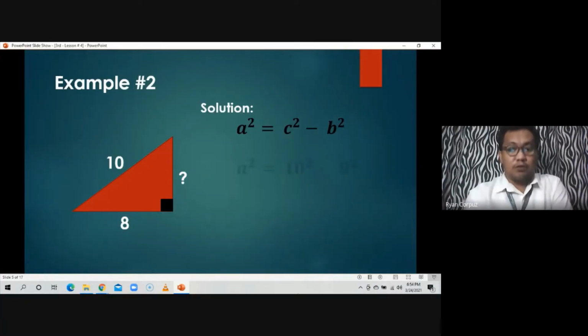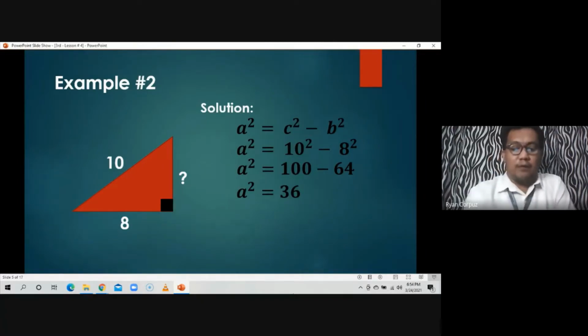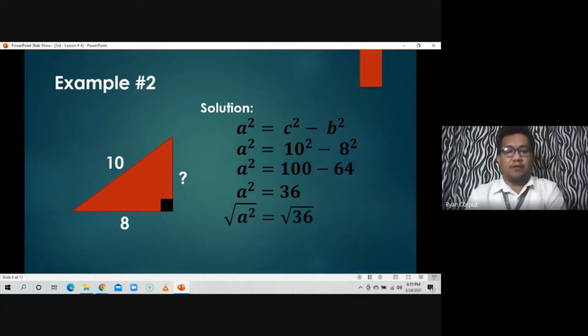So substitute lang natin, we come up with 10 squared minus 8 squared. Simplifying it, that's 100 minus 64. And 100 minus 64 is equal to 36. And for us to remove the square there, we have to get the square root of both sides of the equation.